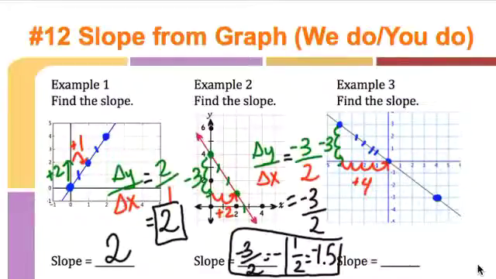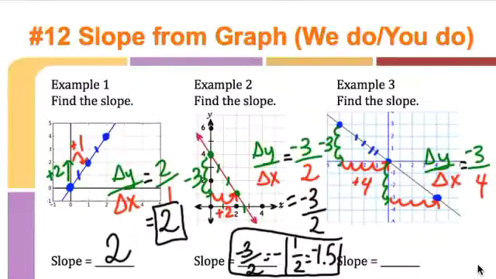I can actually follow the same pattern to find the next lattice point. 1, 2, 3, then to the right 4. 1, 2, 3, 4. So I know that my slope is going to be my change in y over my change in x. So that's going to be negative 3 over positive 4, which just simplifies down to negative 3/4, or you could write it as negative 0.75.